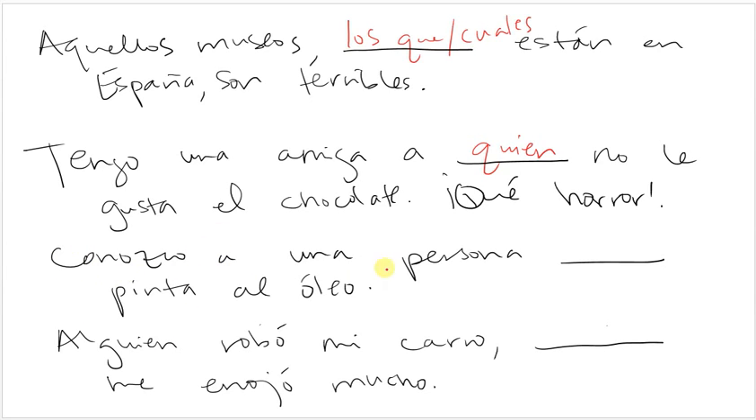Okay, conozco a una persona something pinta al óleo. So I know a person who paints oil paintings, or I know a person that paints oil paintings. I don't have a comma or a preposition, so I have to use que.